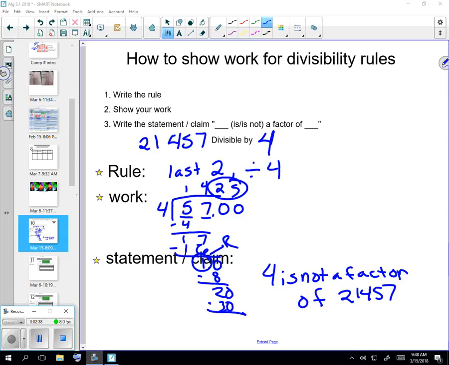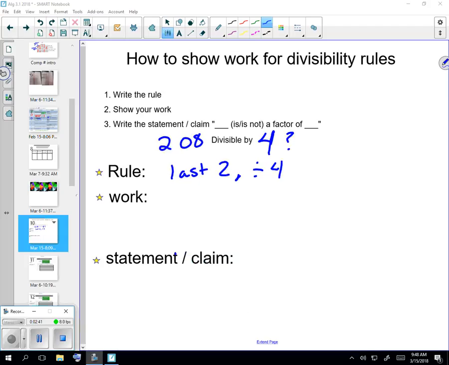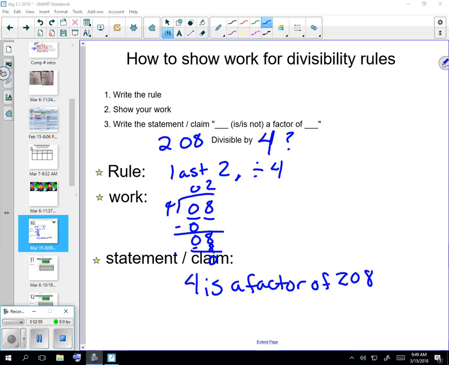Let's look at an example that in 208, is 4 going to be a factor? Well, let's take our last 2 and divide by 4. No decimals, no remainders, so yes, 4 is a factor of 208.